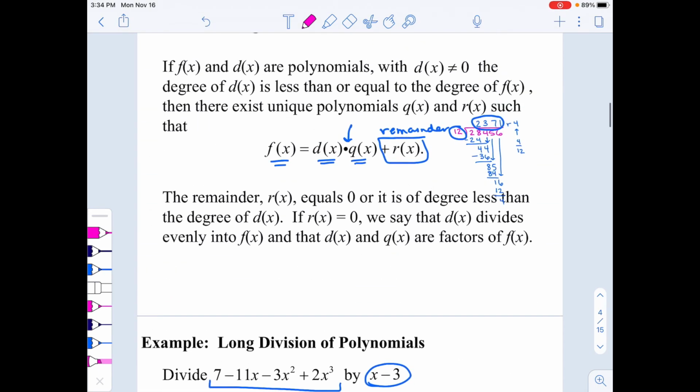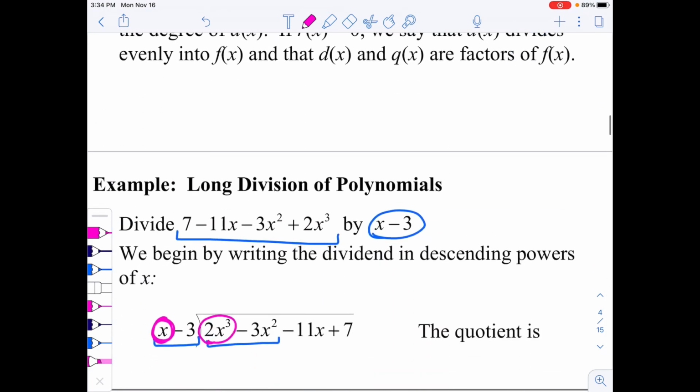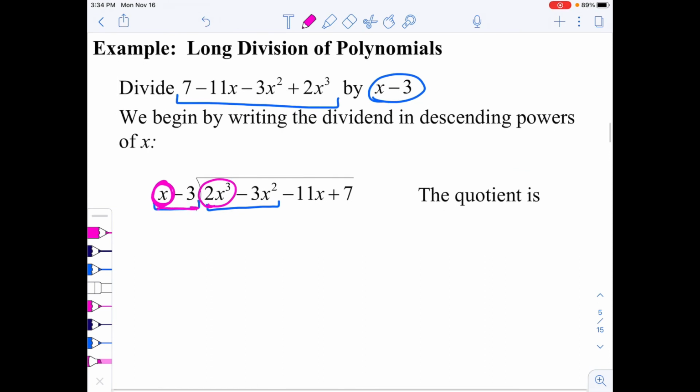So just like what we did before with our division, when we divided that 12 into that 28, above the 8 is where we put that 2. So if I'm dividing an x minus 3 into two terms, once we figure that out, that 2x to the second power, we're going to write it above that piece. We're going to have a 2x to the second power, which if you think about it, this is an x to the second power, this is an x to the second power.